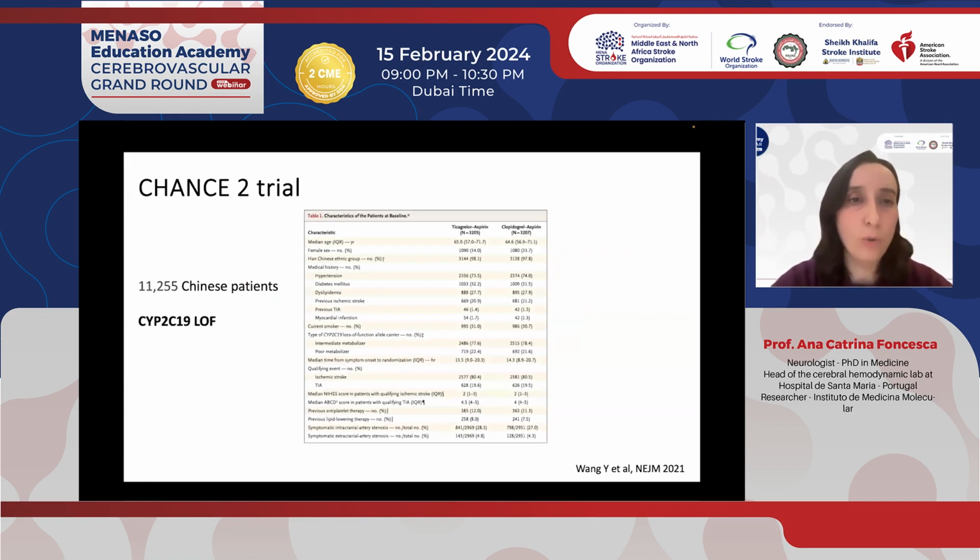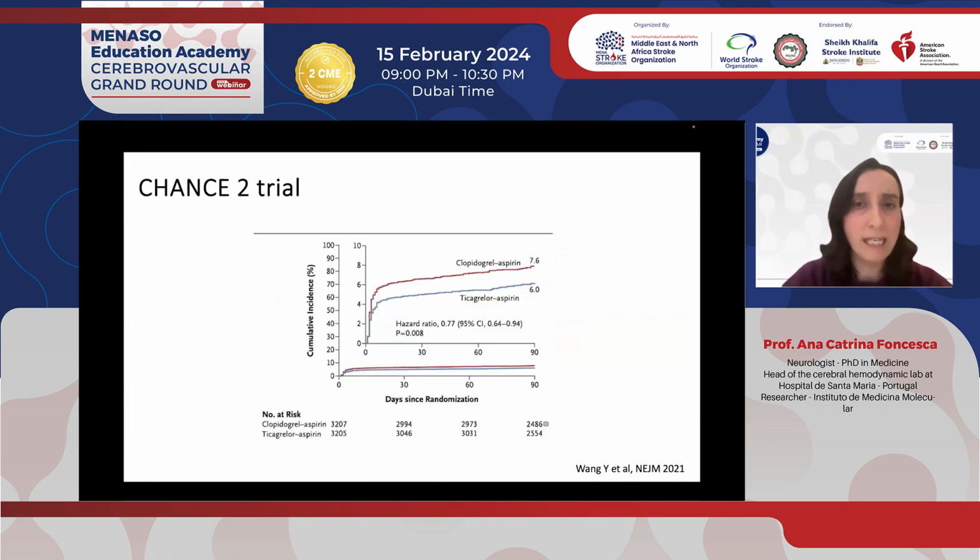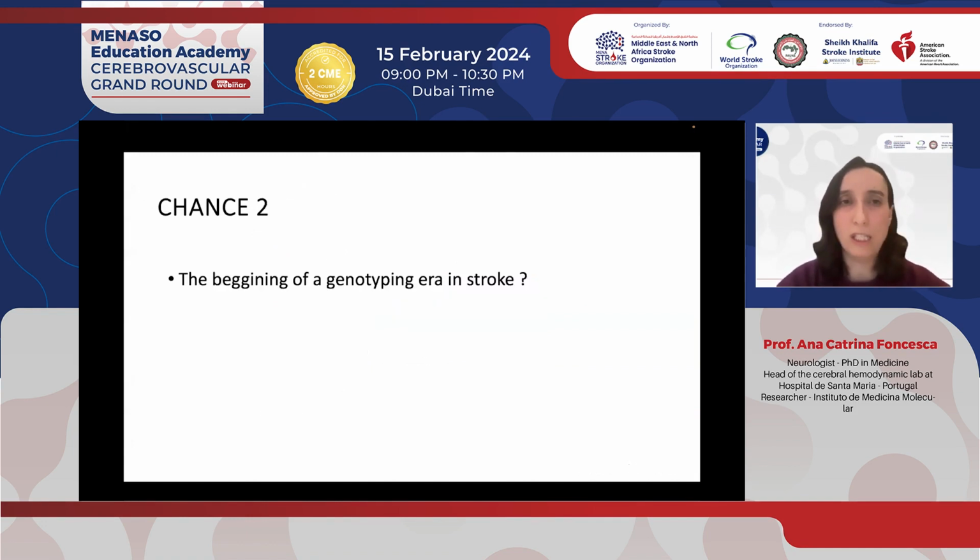And what did the CHANCE-2 trial show? It included around 11,000 Chinese patients, and it did show that patients with loss of function alleles of clopidogrel benefit from the use of ticagrelor instead. There was an increase in bleeding overall, but there was not an increase in severe or moderate bleeding in patients that used ticagrelor. So it seems that in specific cases, genotyping the patients is helpful to reduce events and it increased efficacy of the drugs. So is CHANCE-2 the beginning of a genotyping era in stroke?